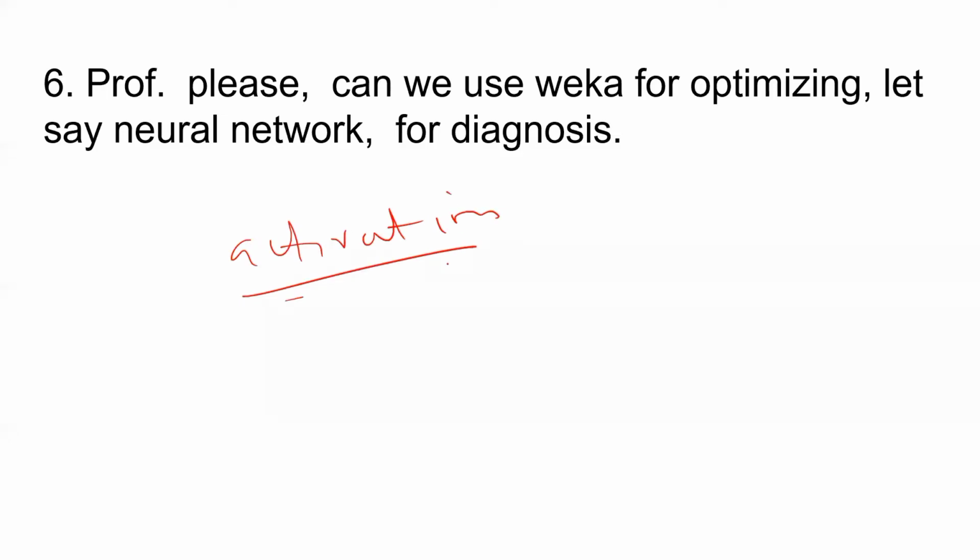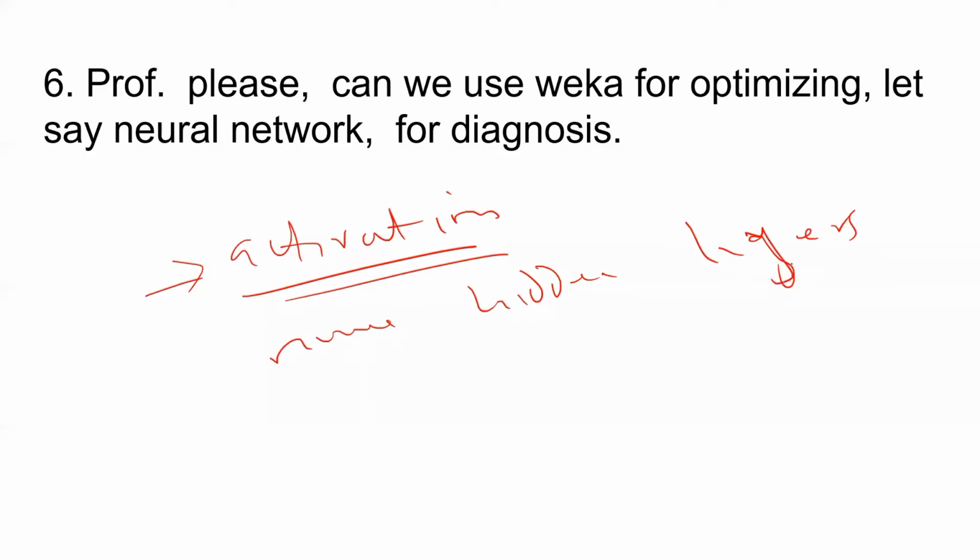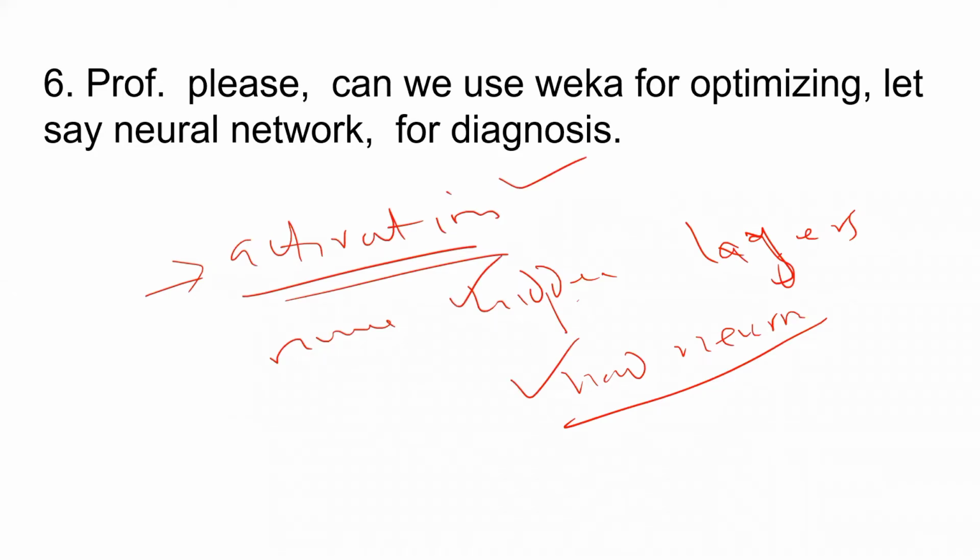What is the correct activation function that is going to be good for your data? What is the number of hidden layers that is good for that particular data? And in each hidden layer, how many neurons are you going to use? These are very important hyperparameter values that we need to optimize when we use a neural network for diagnosis for any problem. It's a very potent and very popular algorithm.